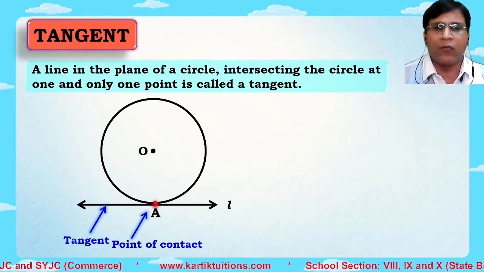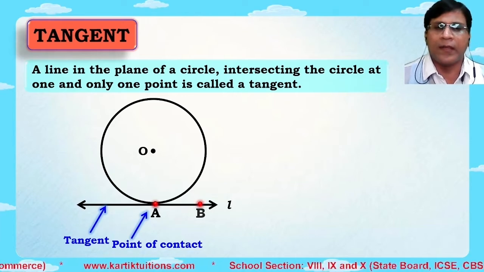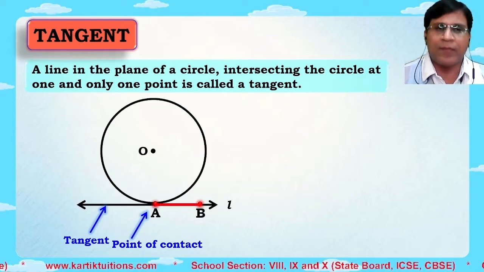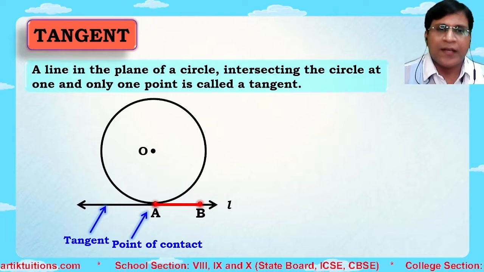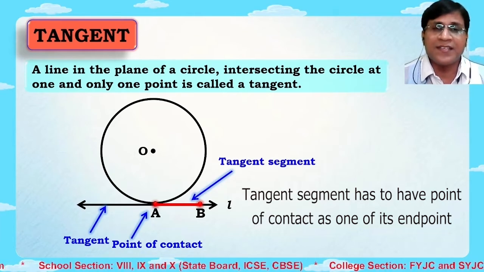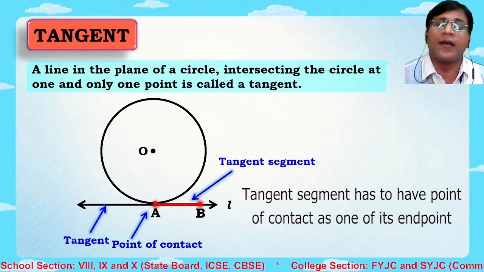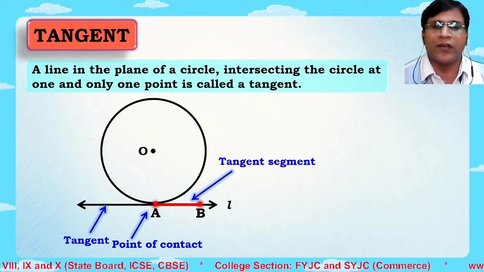Now suppose if I take one more point on tangent. Let's say I have taken a point B. Now I get a segment AB. Now this segment AB is also known as tangent segment. Why tangent segment? Because this segment is lying on that tangent, hence it is termed as tangent segment. I hope you must have understood this.